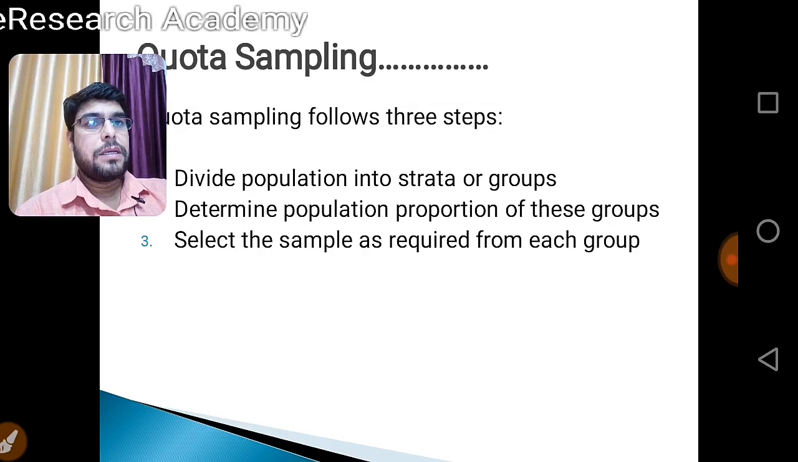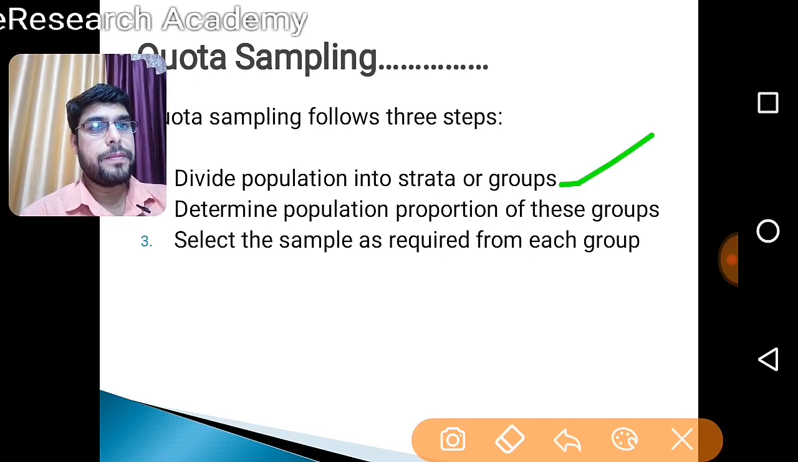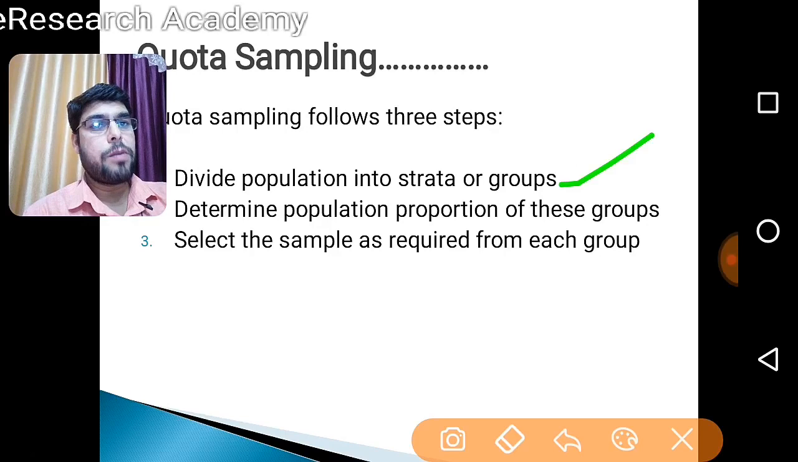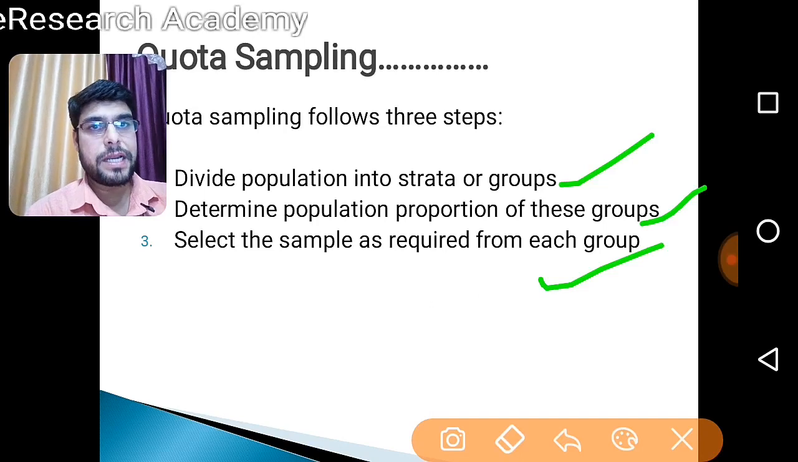Quota sampling contains three steps. First, it divides the entire population into smaller groups or strata, and then determines the population proportion of these groups, and finally selects the sample required from each group, right? So these are the three steps generally taken in quota sampling.